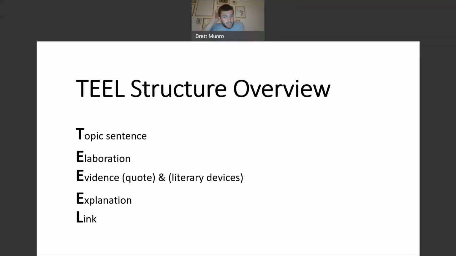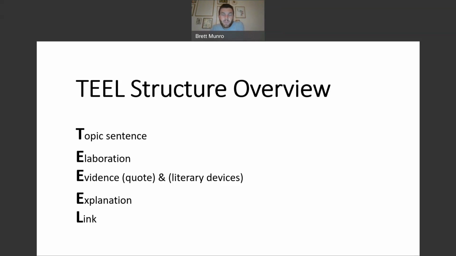Now, when we look at TEEL, in the past, you may have only seen TEEL with two E's. The only difference I've made here is the first E, which is elaboration. There's no real difference for you in what that actually means. I just like to put it in there because it's encouraging you to explain your topic sentences and provide a little bit of a transition into your evidence before you're just jumping straight in there. So for the purposes of you, it's no change here. You probably have been doing this anyway, but it's just to provide that reminder.